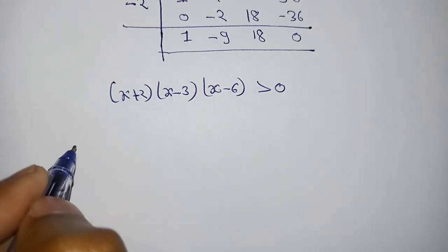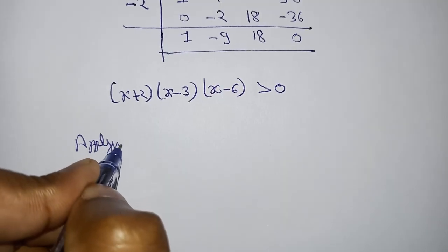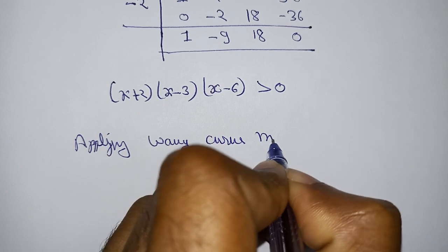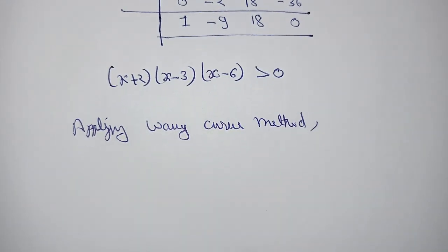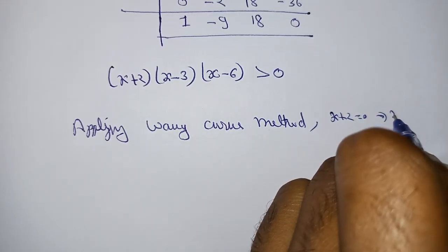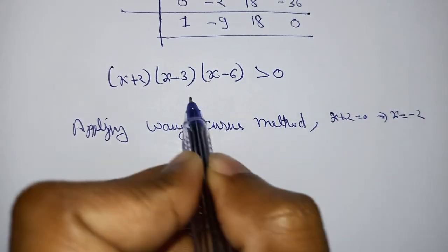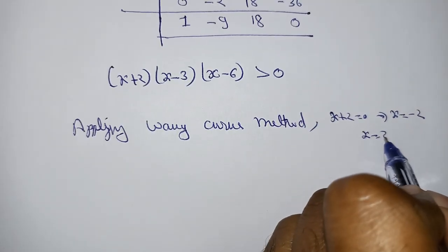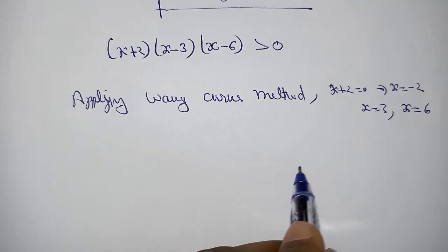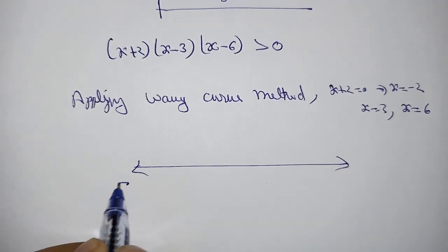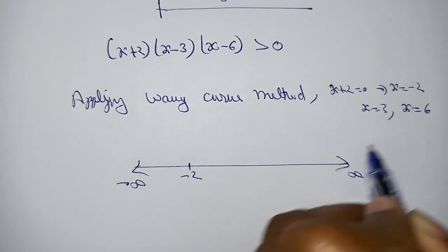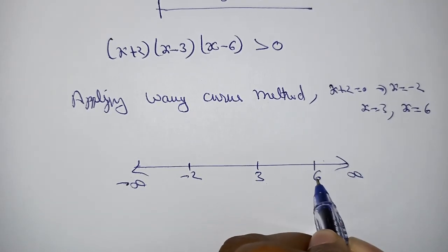And again by applying the wavy curve method, we can represent x plus 2 equals 0 gives x equal minus 2, and this factor gives x equal 3, and this factor will give x equal 6, correct? So we can represent this on the number line. We have minus infinity, infinity, and we can write minus 2, and this is 3, and this is 6.